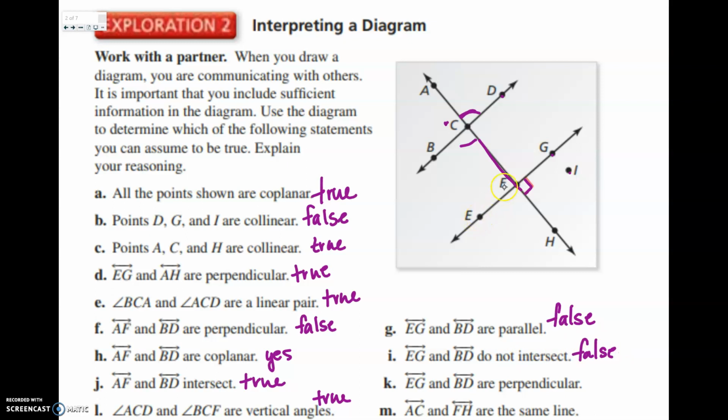EG and BD are perpendicular. That is also false, because we do not have anything indicating that. AC and FH are the same line. That is true. They would be naming the same line.